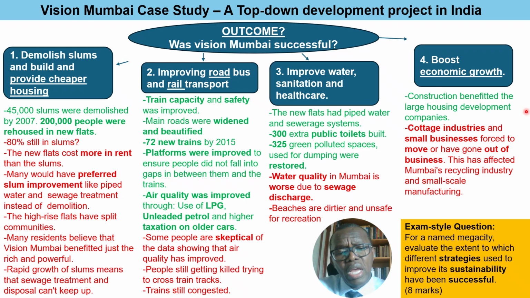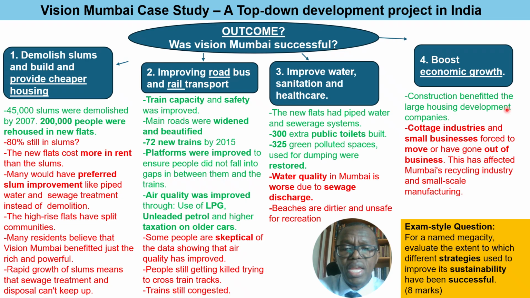So what were some of the counterpoints to all this that had been done? Some people have been skeptical that the data showing that air quality improved may not be accurate, or it may be data that is not necessarily representing the true picture on the ground. Then there are still people, unfortunately, who are getting killed trying to cross the train tracks. And the trains obviously are still congested because the population of Mumbai continues to grow.